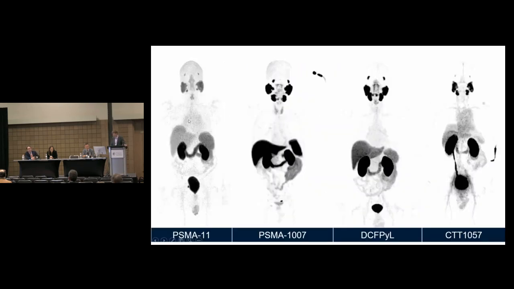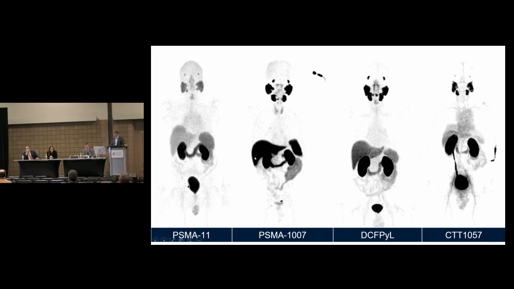I think about it in this way. So PSMA 11 on the left here, DCFPyL in the middle right. These I think of as nearly identical. Biodistributions are the same. If you look at the trial data, I'll show you, in essence, the same sensitivity and specificity in very similar populations.